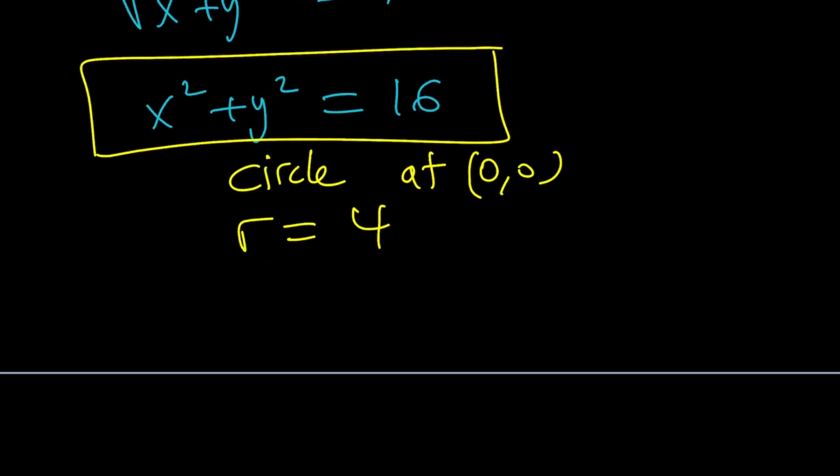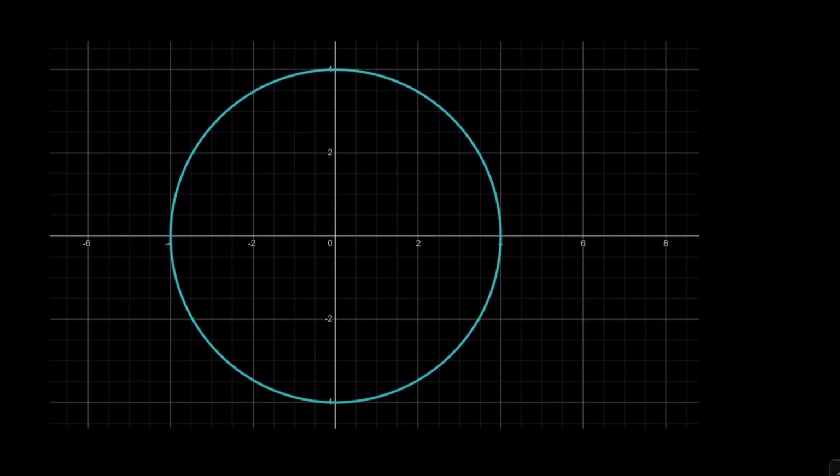And let's go ahead and take a look at the picture. Did I include a picture? Yes, I did. Awesome. So here's the center, here's the radius, pick any point, and it'll be 4 units away from 0.